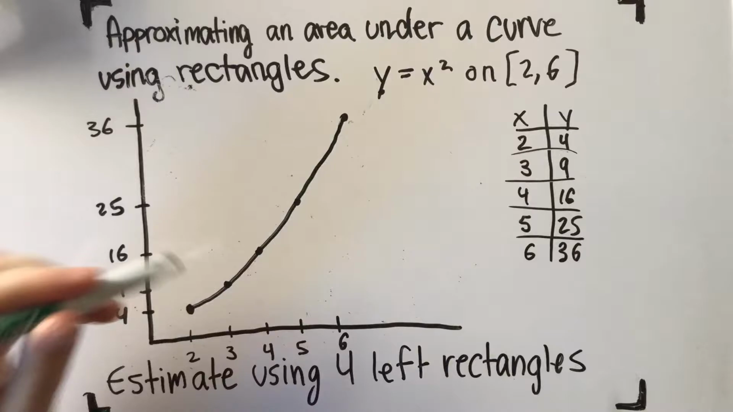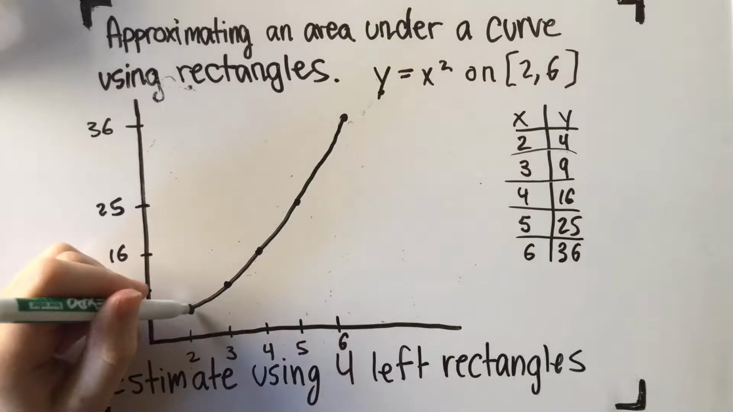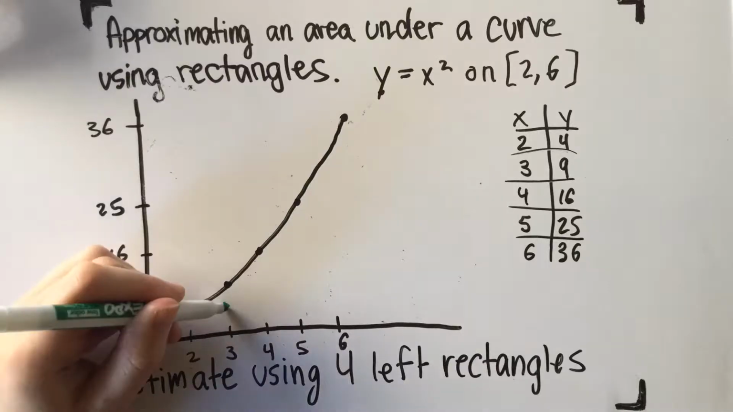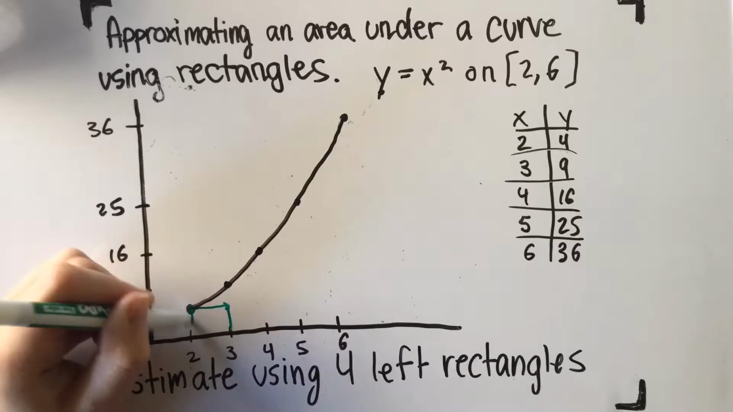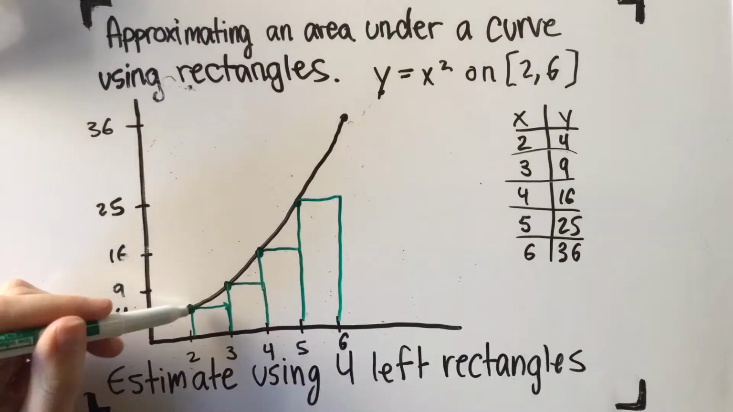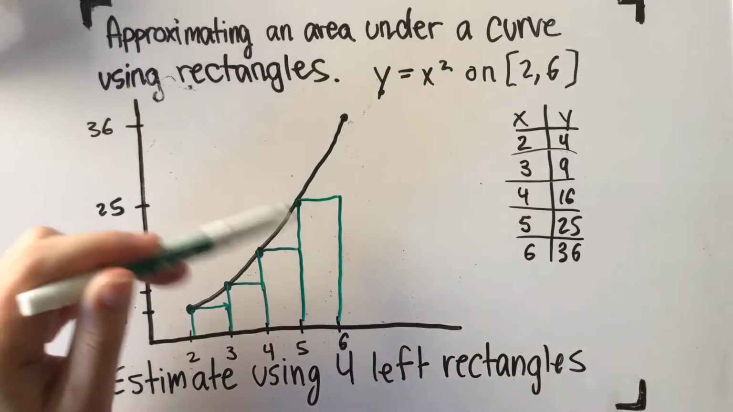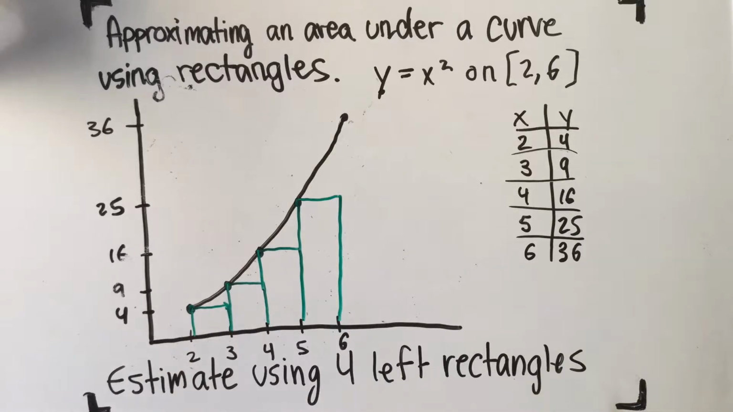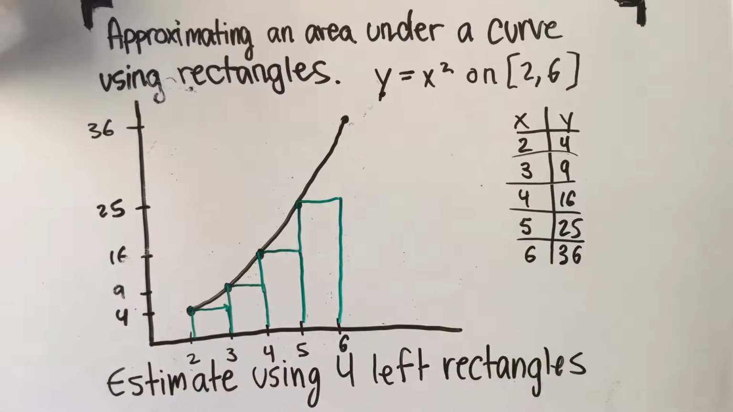So the way you do left rectangles is you start on the left side. The leftmost x value is 2. So you start at where 2 meets the graph and then you draw a line over to the right. And then you go back down at 3. And then you do the same thing. You go up at 3 and then go over to the right. So it's up and over to the right when you're doing left rectangles. It's important to note that the left corner of the rectangle is touching the graph for left rectangles.